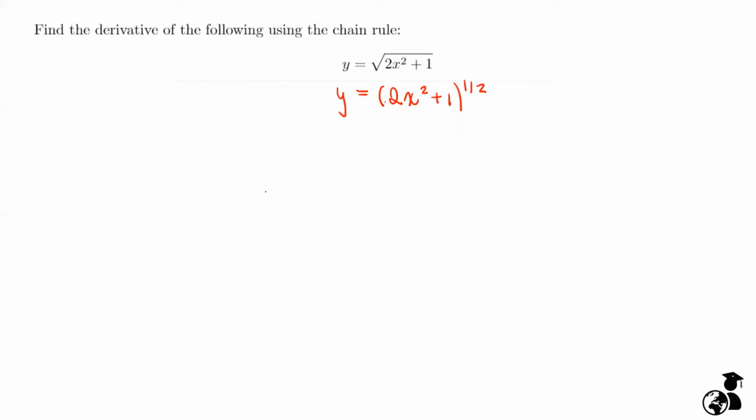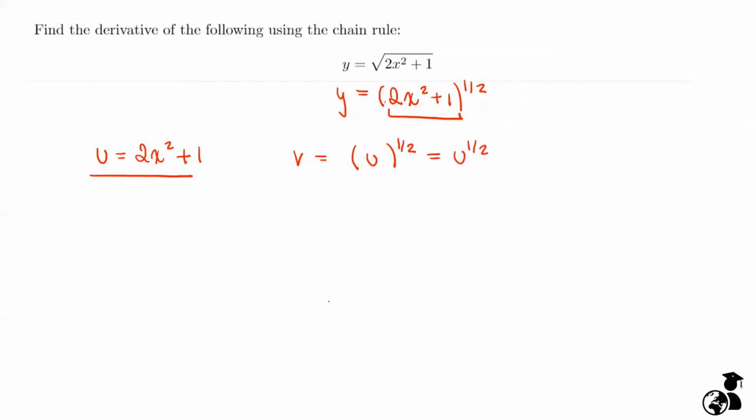Okay, looking at this, we have to find our inside function u and our outside function v. Well, our inside function is easy. That's just going to be everything inside the bracket. So that'll be 2x squared plus 1. Our outside function now is going to be everything outside that bracket, to the power of a half. But remember, we have to have this in terms of u. So wherever I have a 2x squared plus 1, my u, I'm going to substitute in u. So v then will just be u to the power of a half.